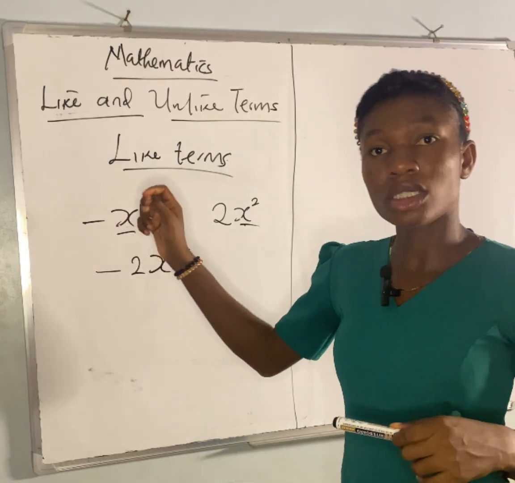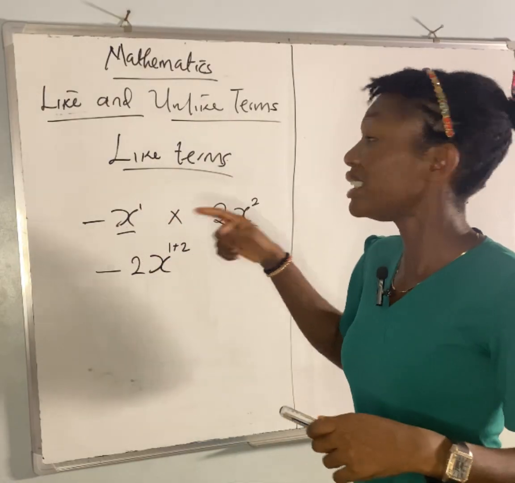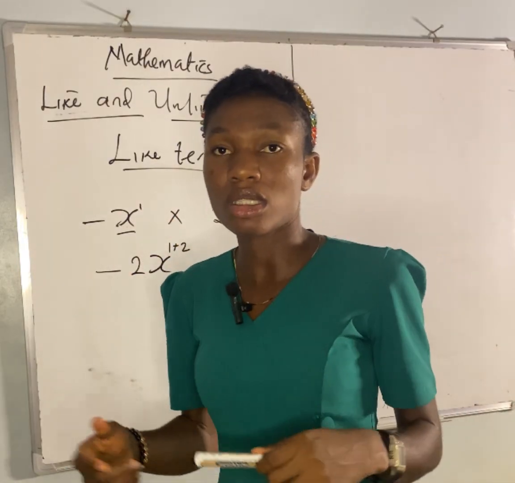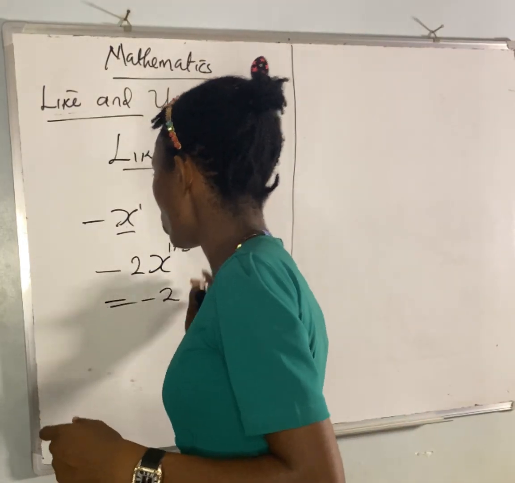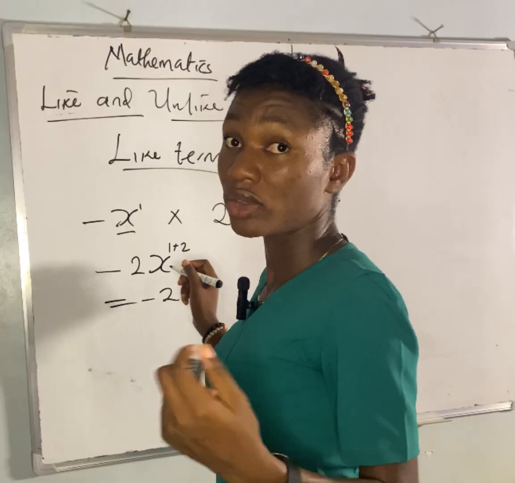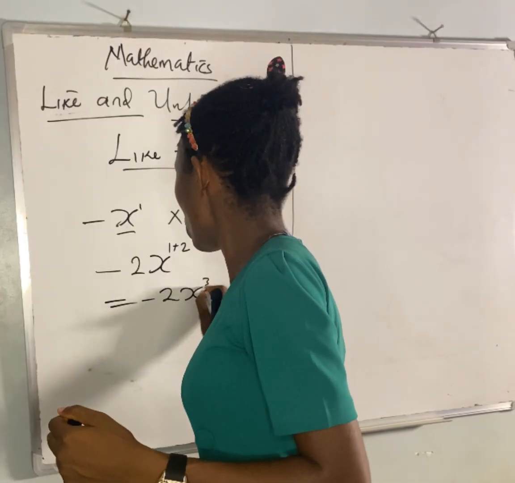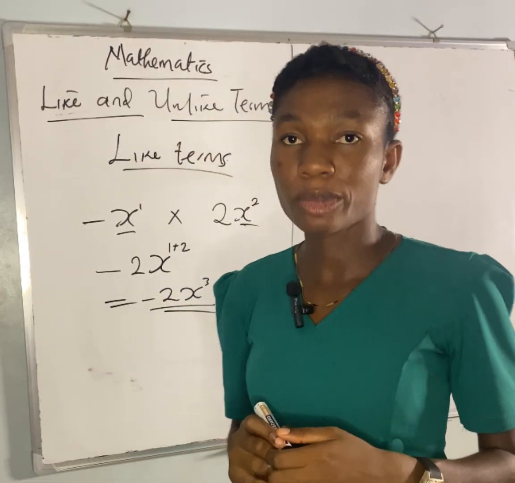From the signs, the numbers, then the algebra itself. If they are like terms, you use the law of indices. You use the law of indices, and that will be giving you what? Minus 2. X raised to power 1 plus 2 give you 3. So we have x cubed. This is it. As simple as this, right?